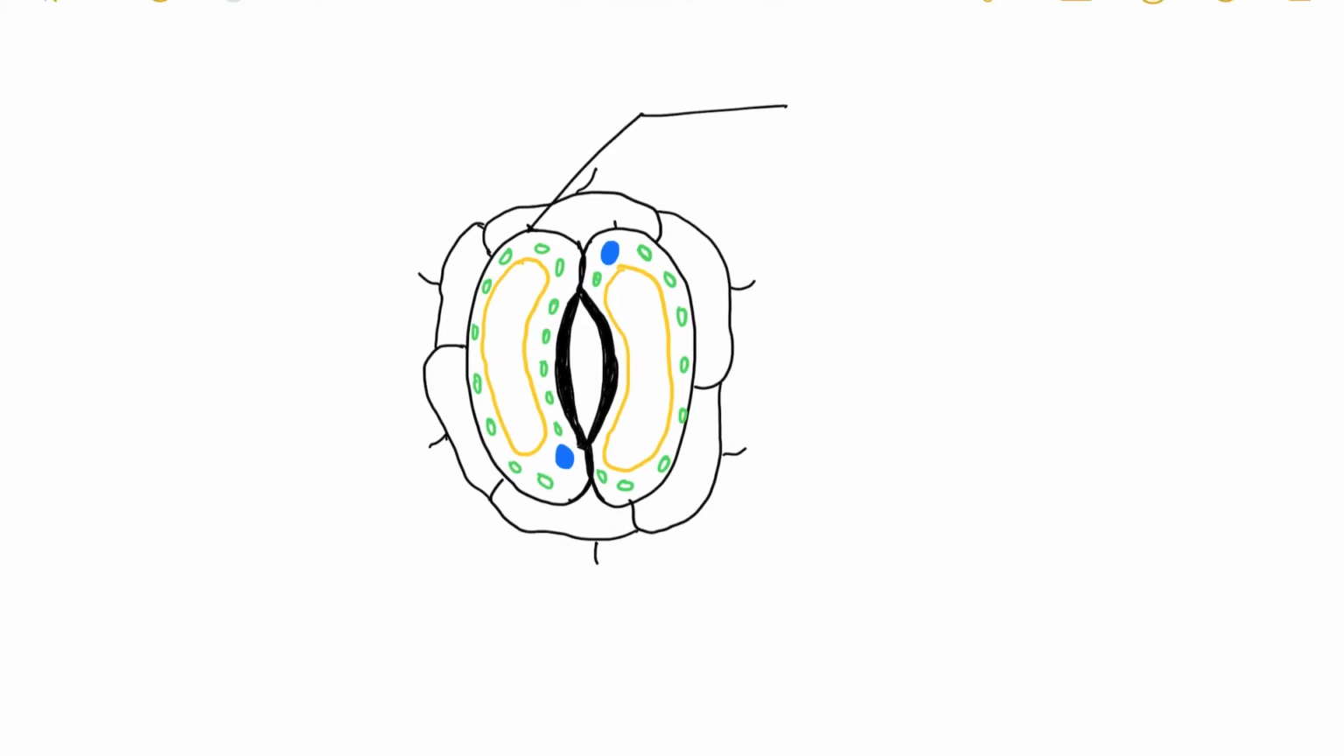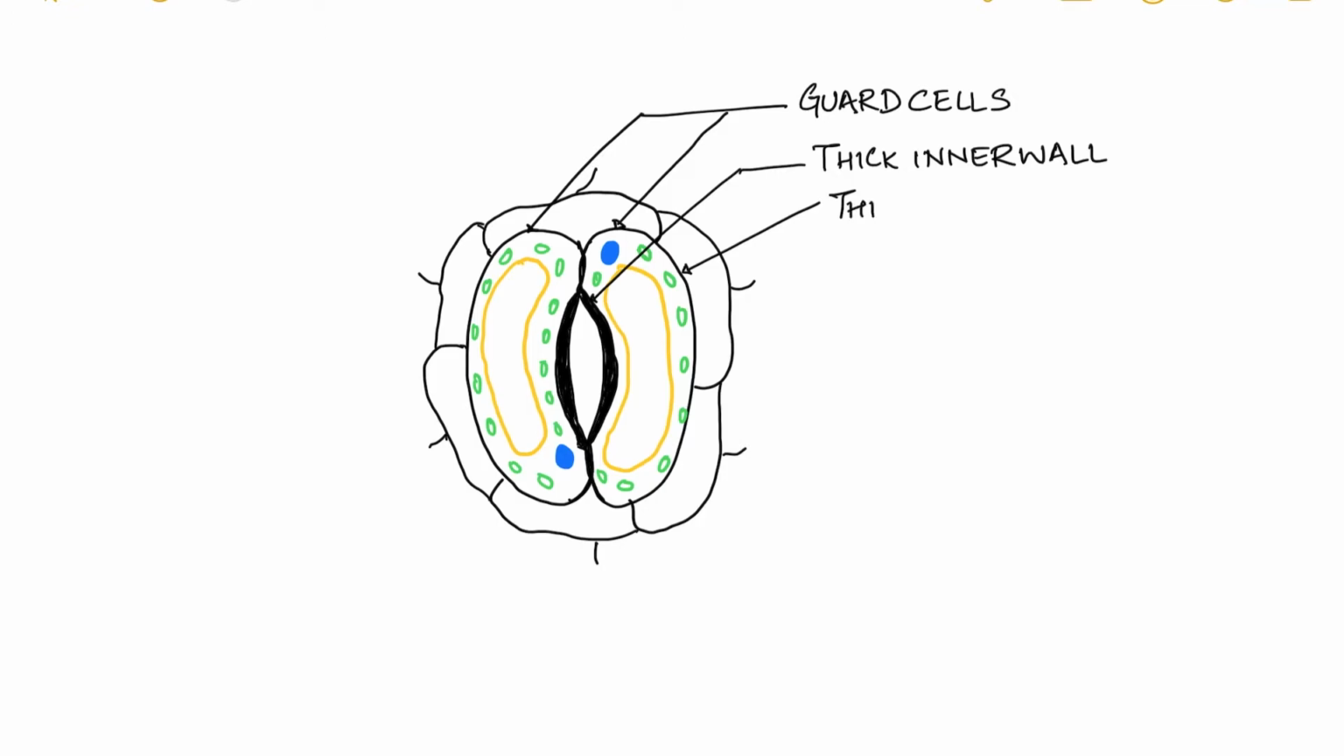Start the labeling with the bean-shaped cells. These are the guard cells that change shape to open and close the stoma. The inner side, thick part, is the inner thick cell wall, and the outer side of the guard cells has to be marked as the outer thin cell wall. The opening is the stoma or the stomatal pore.